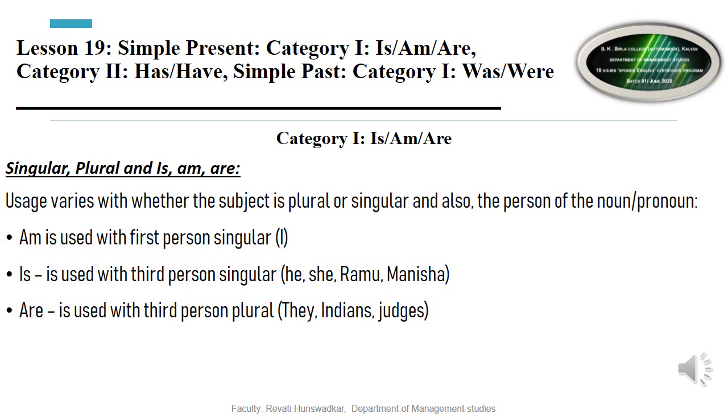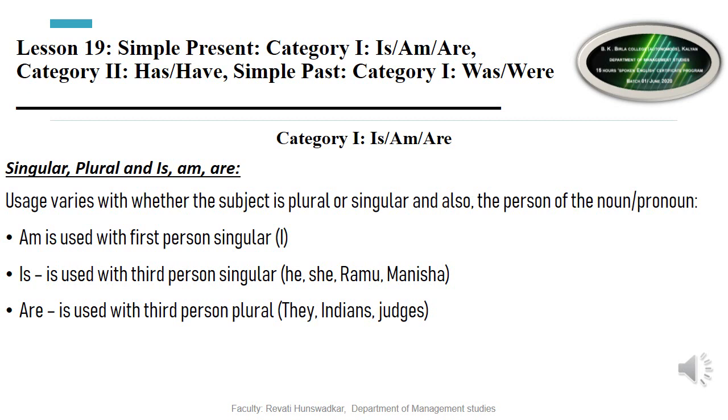Am is used with the first person singular, that is, I am so and so person. Is is used with the third person singular. He is Ram, she is Radha, she is Manisha's sister. So is is used in the third person. She is a girl, he is a boy.